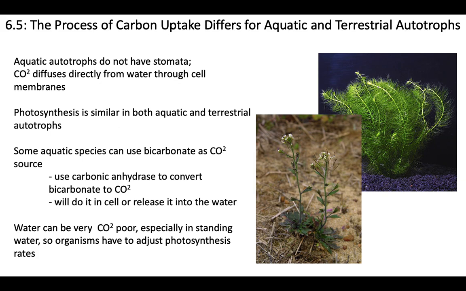Some aquatic species can use bicarbonate as a carbon dioxide source, so they use carbonic anhydrase. They use this enzyme to convert it to carbon dioxide within their cells, or sometimes they'll release carbonic anhydrase into the water to break down bicarbonate, making it into usable carbon dioxide.